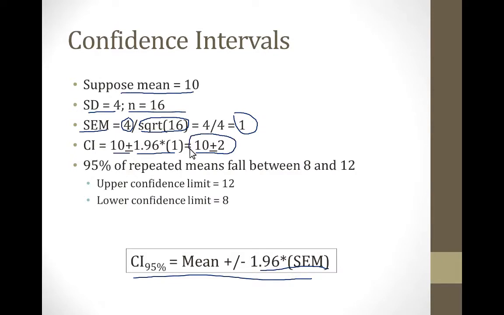So what we are saying is that we believe, based on this data set here, that 95% of repeated means would fall between 8 and 12. That's 10 plus or minus 2. And sometimes this is stated as the upper confidence limit being 12 and the lower confidence limit being 8.